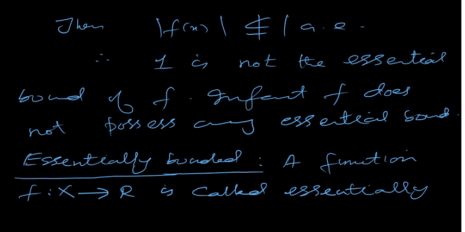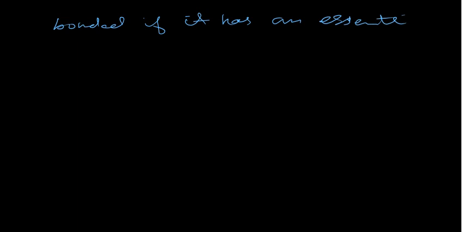A function f from X to R is called essentially bounded if it has an essential bound. Just like a function is called bounded if it has a bound, here it is called essentially bounded if it has an essential bound.